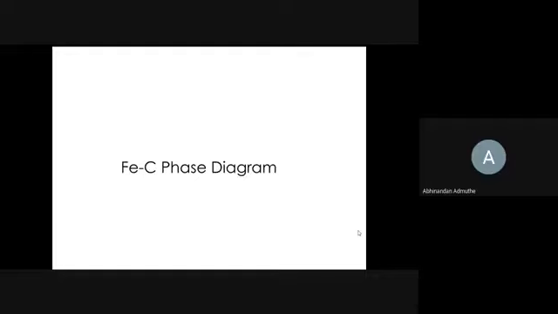So in today's session, we will discuss the iron carbon phase diagram. This is a very important topic as far as our course is concerned. If you study this phase diagram properly, then you can easily understand all other phase diagrams. The transformations which take place in these diagrams are very important as far as our heat treatment part is concerned.